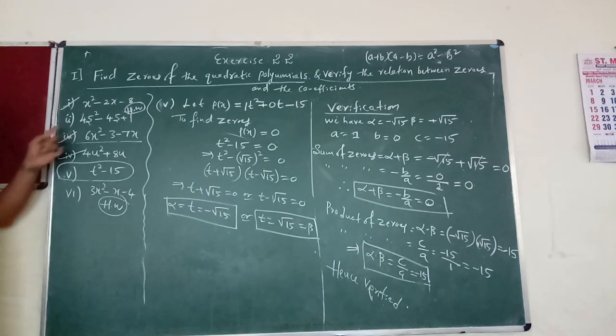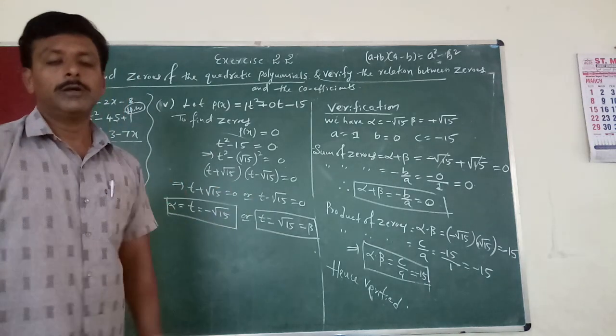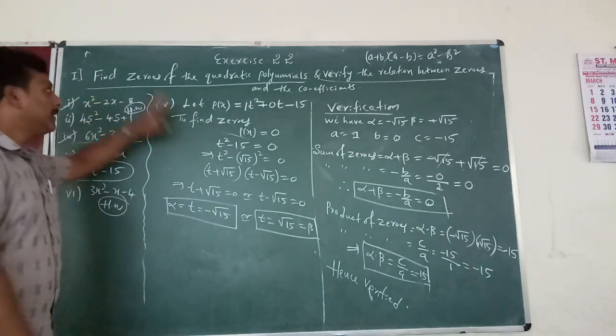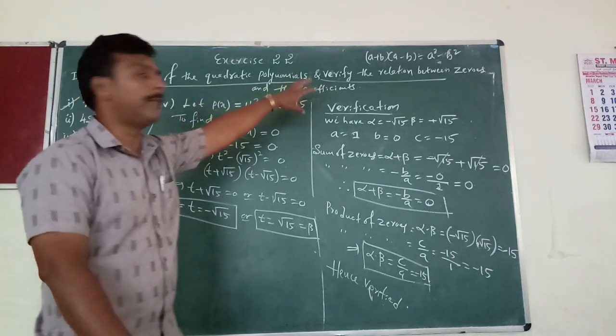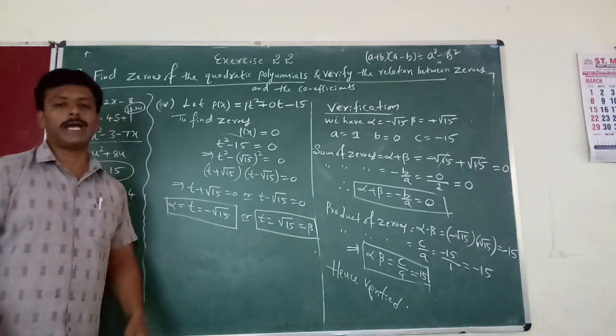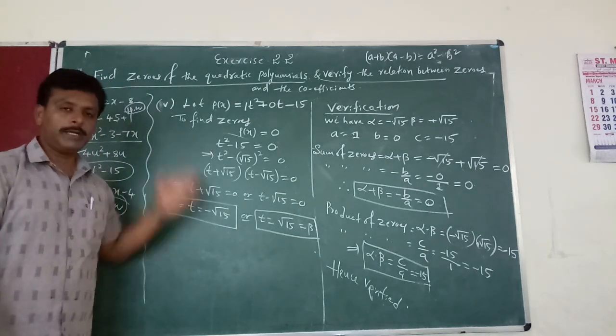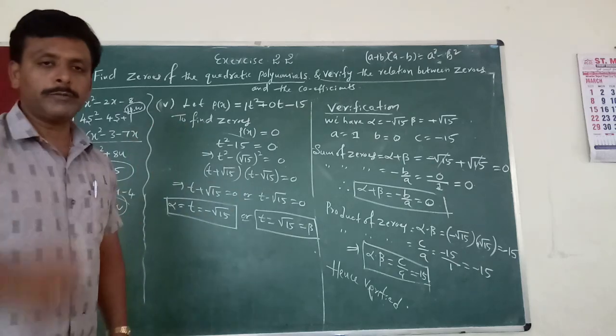So out of 6 I solved 4 sums. I gave you only 2 sums for practice. You solve them and send them to my WhatsApp number. So this is everything about finding the zeros of a quadratic polynomial and verifying the relation between zeros and the coefficients. I think all of you understood. So please watch the videos, try to understand them and practice well. See you next episode.